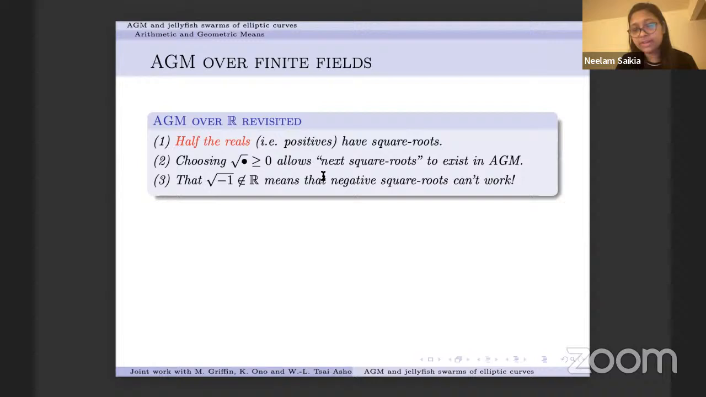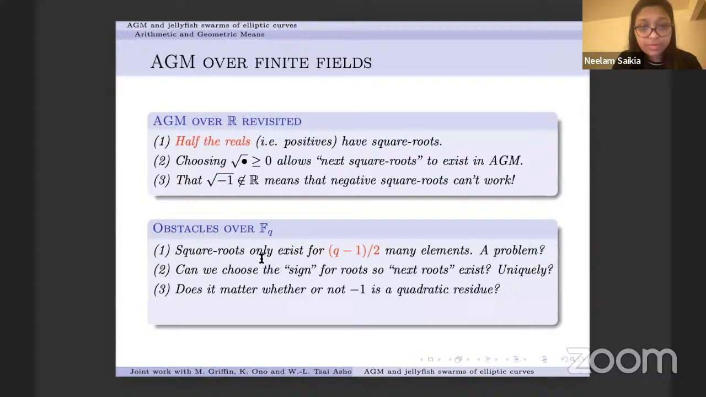So what are the obstacles we might have over a finite field? As we know, for any finite field, half of the non-zero values are squares and half of them are non-squares. So here we want to know: when choosing a square root, positive or negative, does it really matter? Like, if minus one is a quadratic residue or not, does it give us some problem while defining AGM over a finite field? So these things we have to deal with.